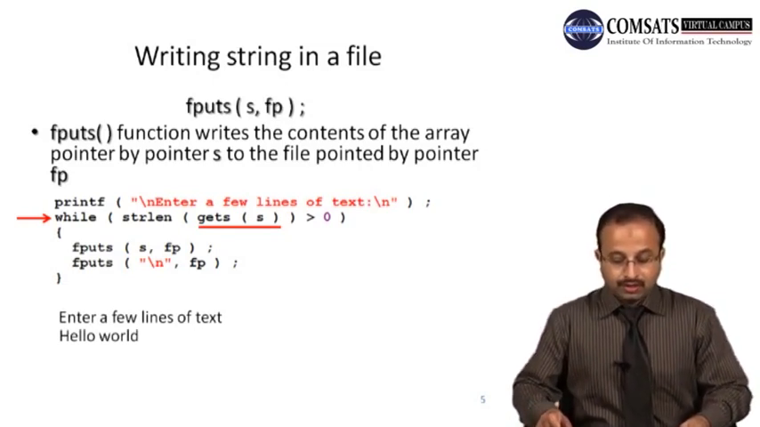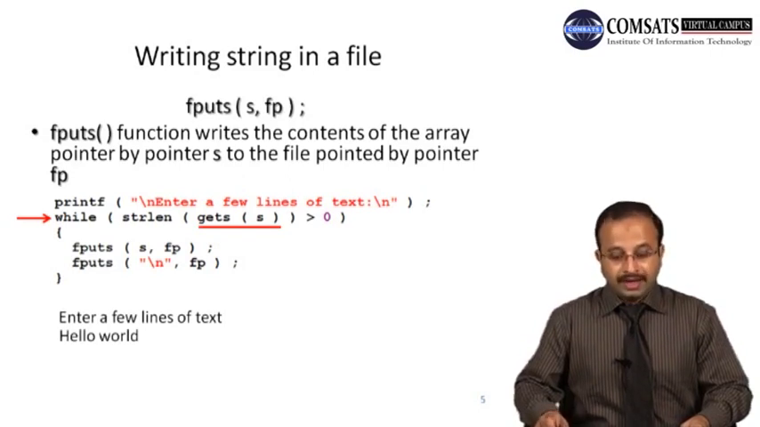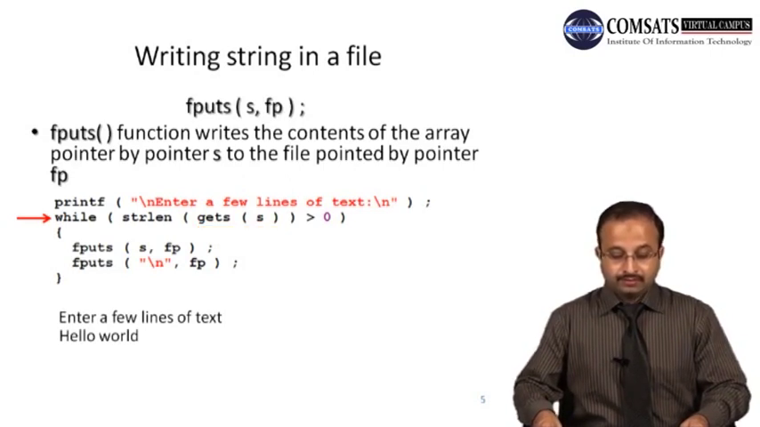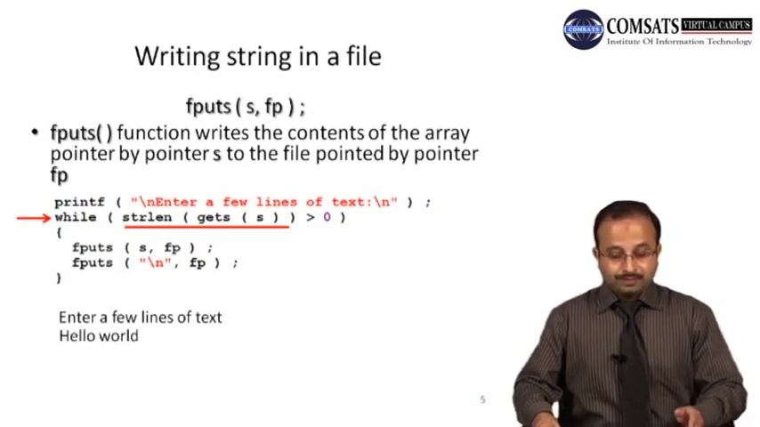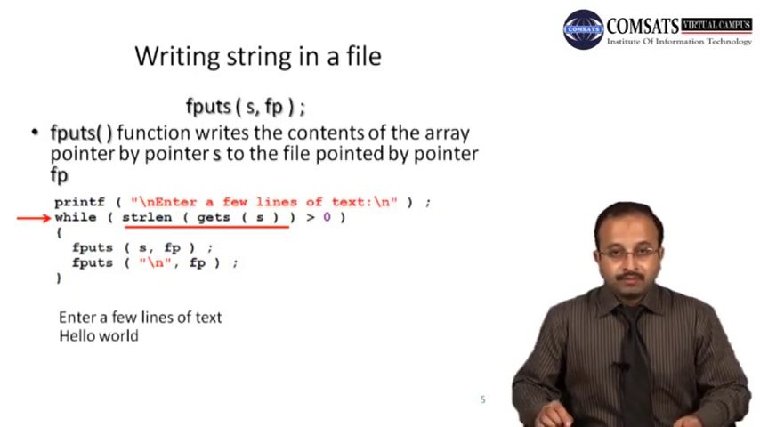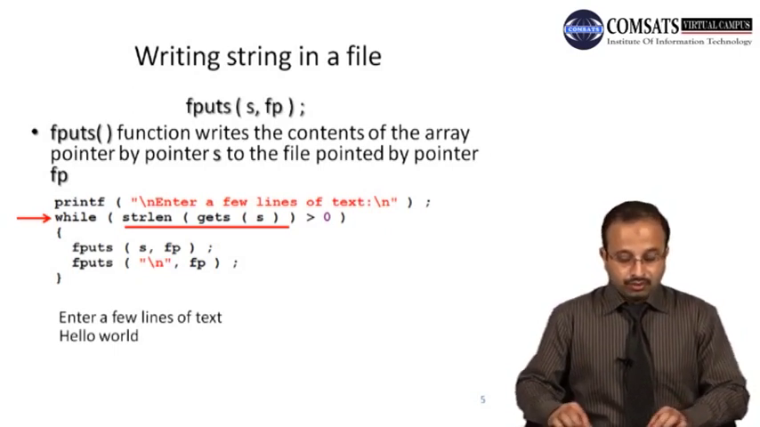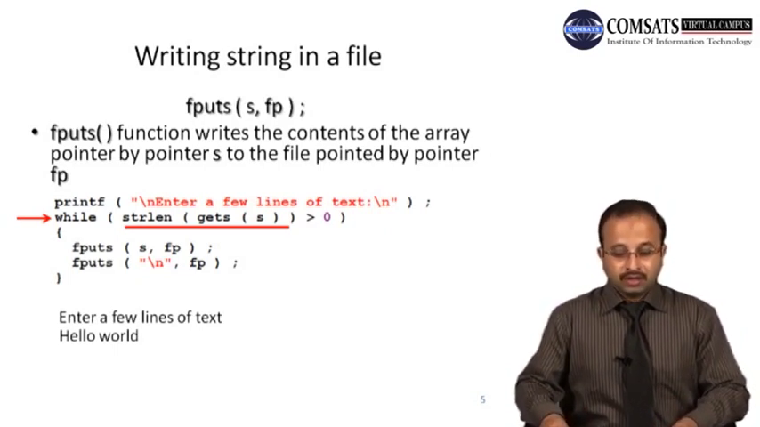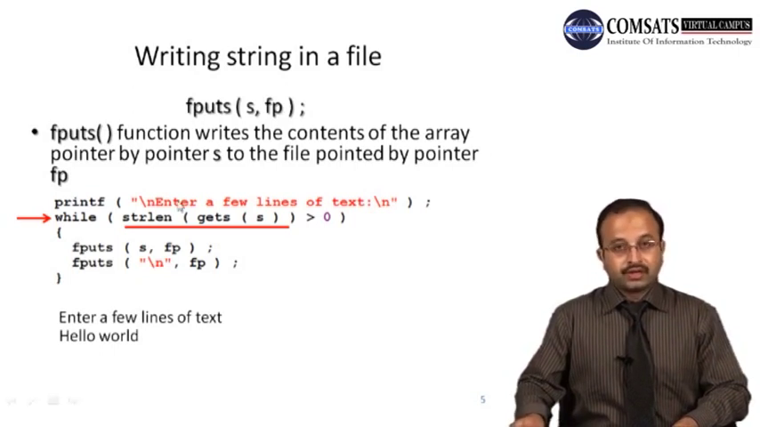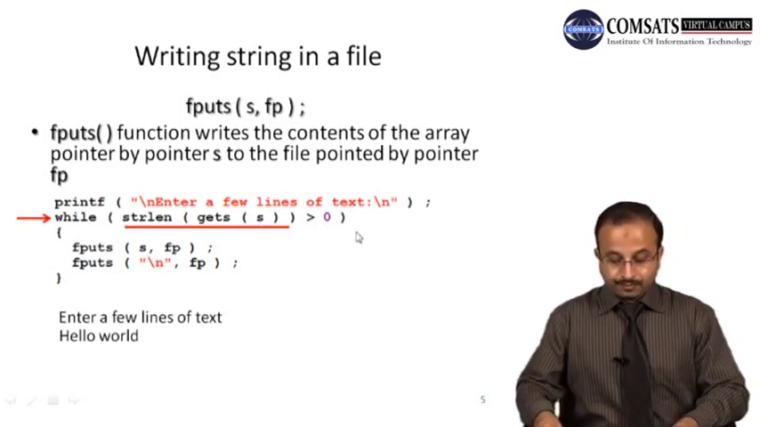Now that the Hello World string will be assigned to array s, that is a character array, and then you calculate the length of that array. If the length is greater than 0, then the condition in the while loop is true. This means that if I press the enter key without writing any character, then the string length will return 0, because then s is the empty string, and then 0 greater than 0, the condition becomes false, right?